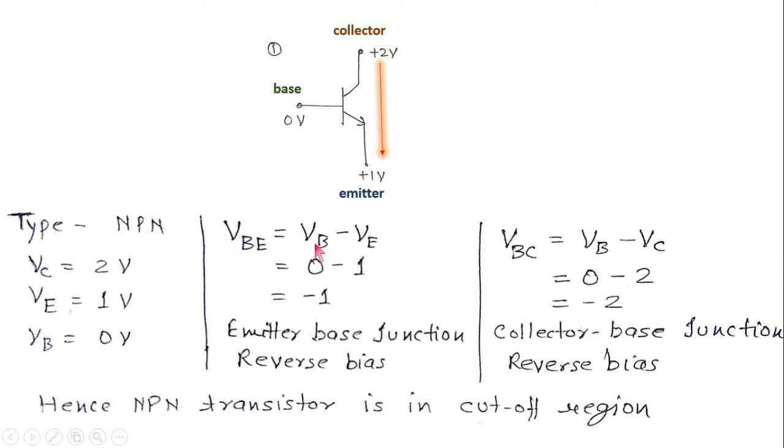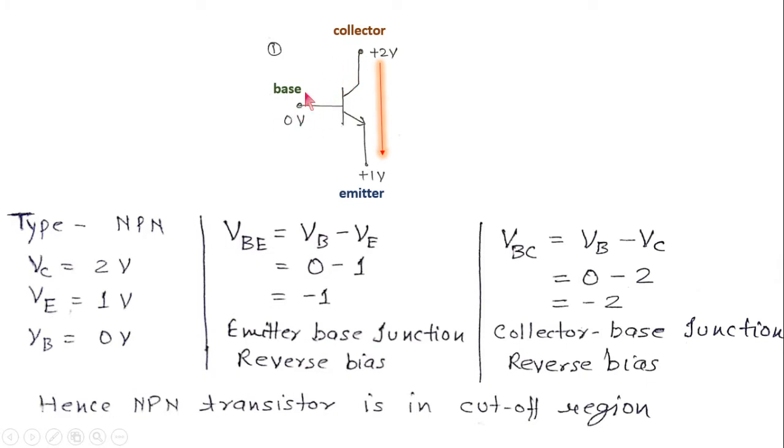What is VBE? VB minus VE. VB is equal to 0 and VE is equal to 1. 0 minus 1, that is minus 1 volt. Minus 1 volt means the applied voltage across this PN junction is negative 1 volt. It means this junction is in reverse bias.